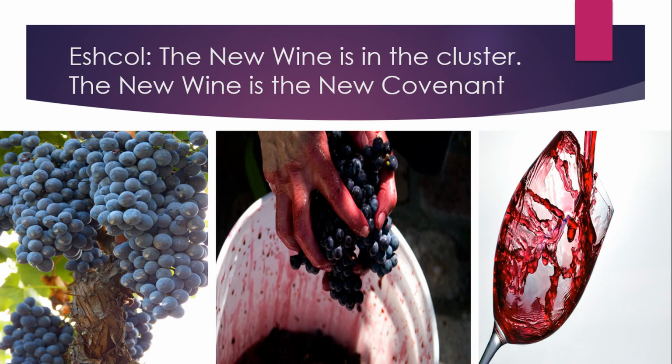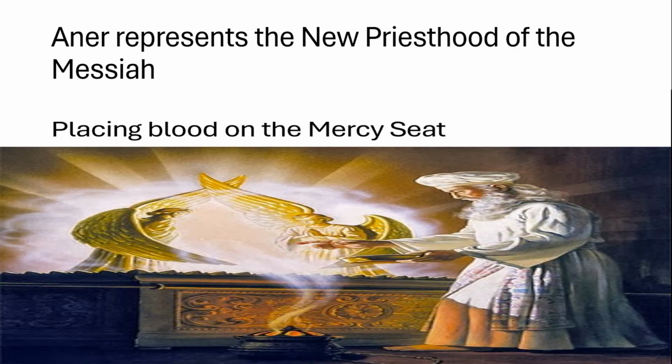So the name Mamre means the word. So Abraham is living in the land of the word when his nephew is taken. Yes. Eshcol represents the new wine, meaning the new covenant. And then Aner represents the new priesthood, a priesthood that is greater than Aaron's priesthood. This priesthood is way before Aaron.